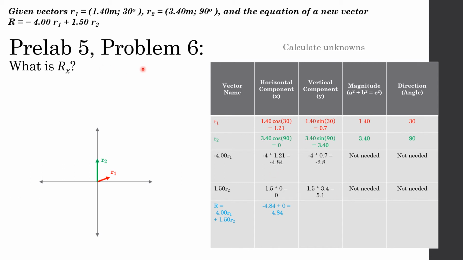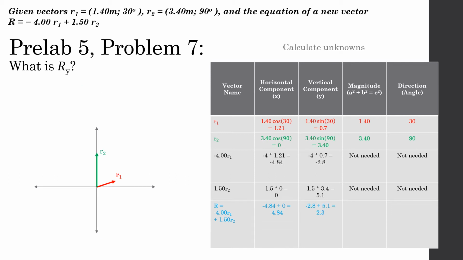Remember, problem number 6 asked us what is the x component of capital R, and that's what I did here in blue. The x component of capital R means I'm going to add up these x components, but I only want these last two rows because capital R is negative 4R1 plus 1.5 R2. So I add negative 4.84 to 0, and of course, that gives me negative 4.84, and so that is my answer. Negative 4.8 meters is my x component of capital R.